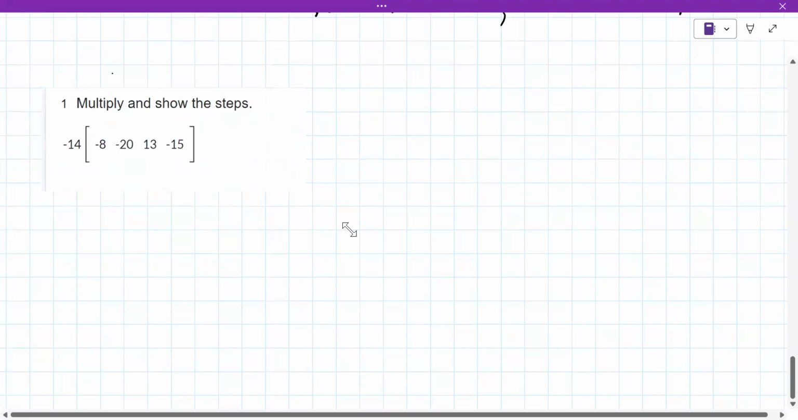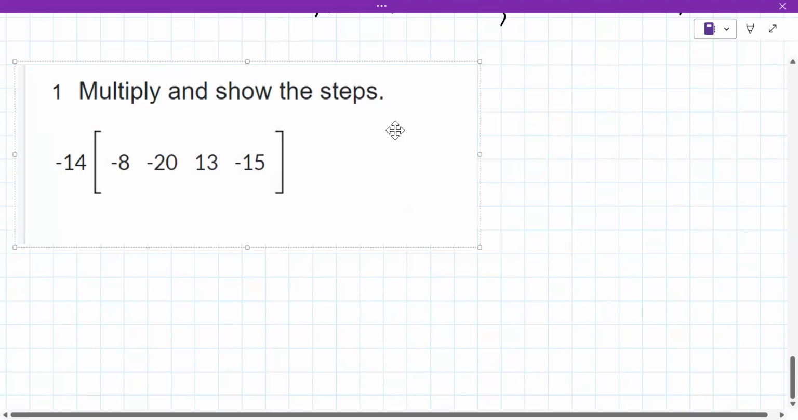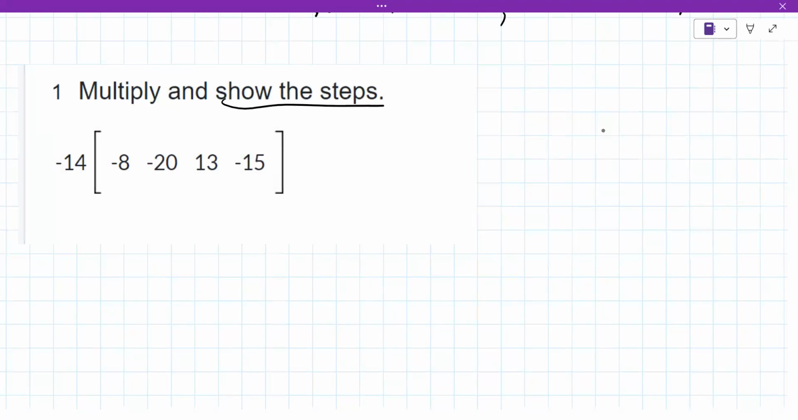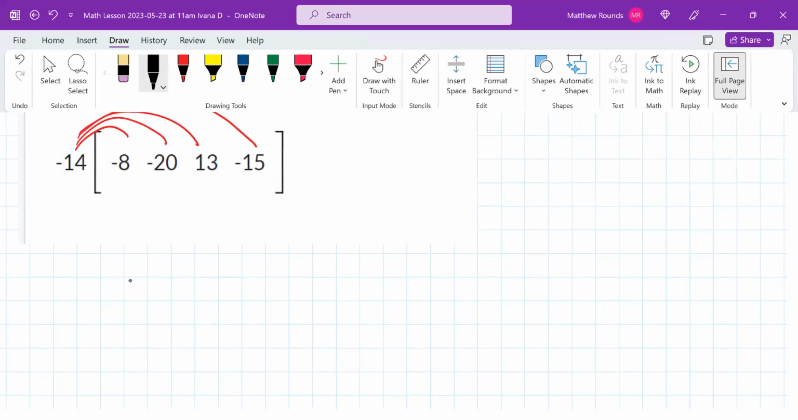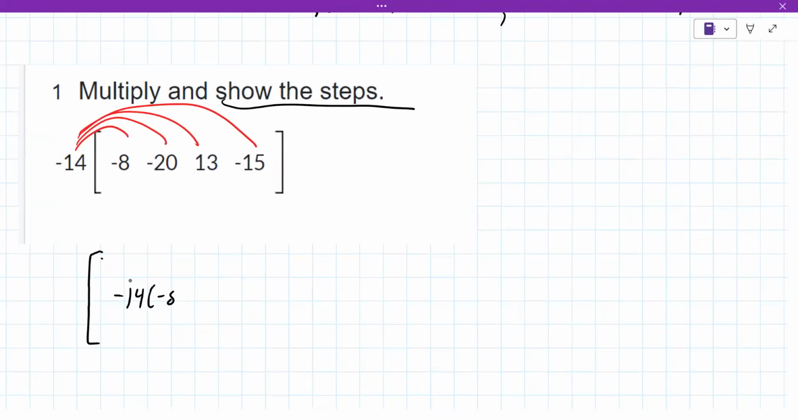So the first question here is a multiplication problem. It says multiply and show the steps. So the show the steps is kind of the painful part here. You have to show that you're going to multiply each of these numbers by minus 14. So it's a lot of writing. It's minus 14 times minus 8, leave a little white space, minus 14 times minus 20, minus 14 times 13, minus 14 times minus 15.